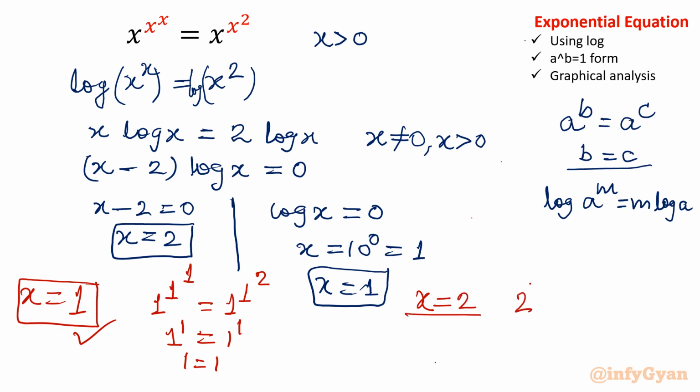Now 2. You will write 2 raised to the power 2 raised to the power 2 equal to 2 raised to the power 2 raised to the power 2, which is equal. So x is equal to 2 is also one true solution. So there are basically two solutions, 1 and 2. That's it, using log.